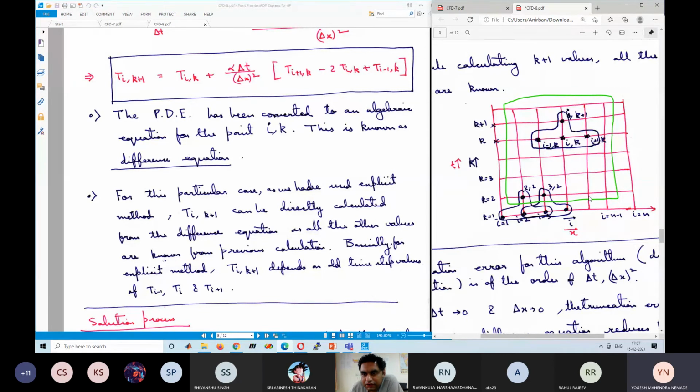I hope it is clear. Yes, sir. Now we know all the second row values. Now what will we do next? We will go for calculation of these values. So this value I will explain here step by step.